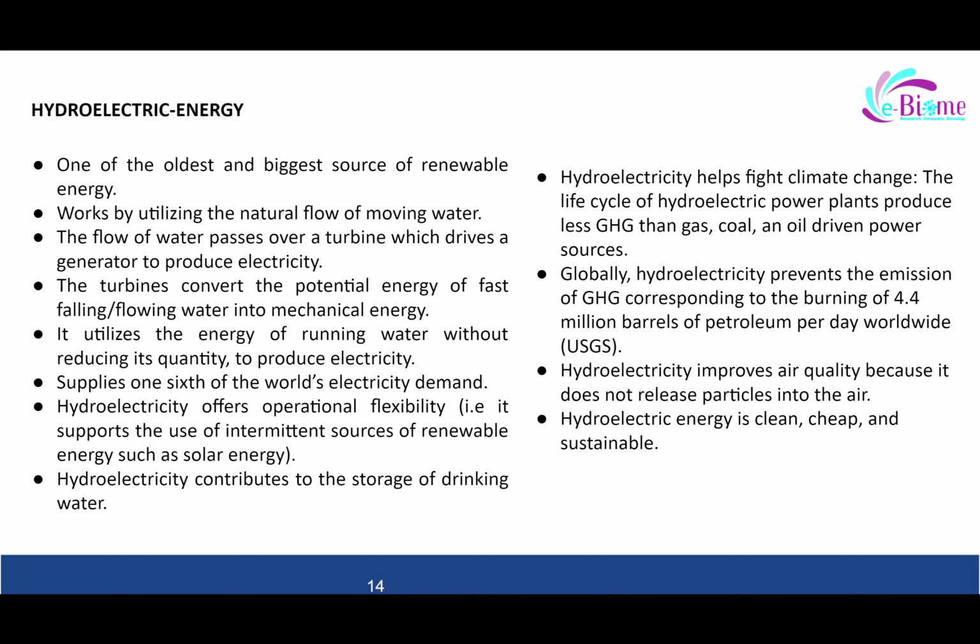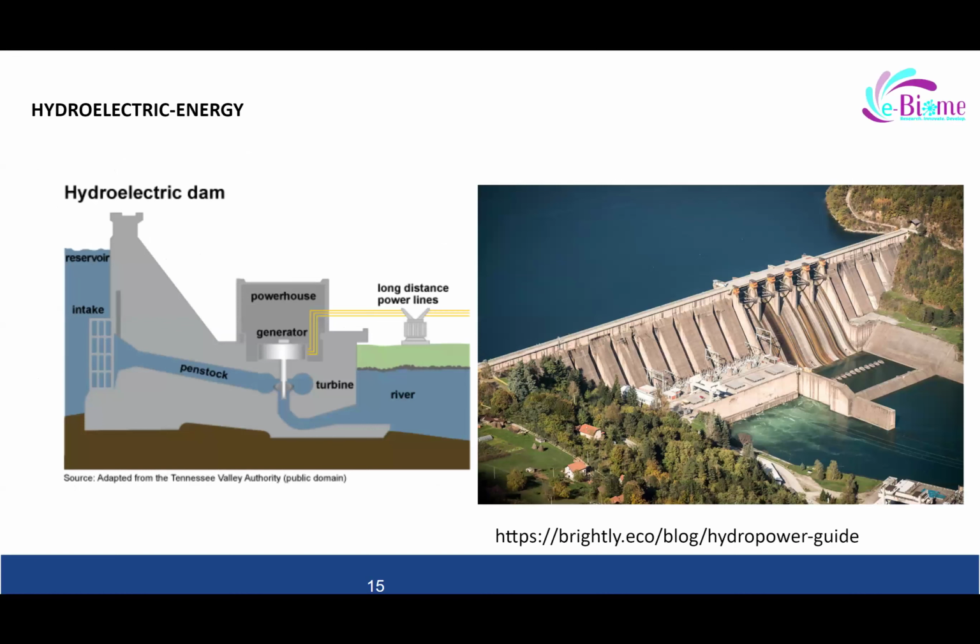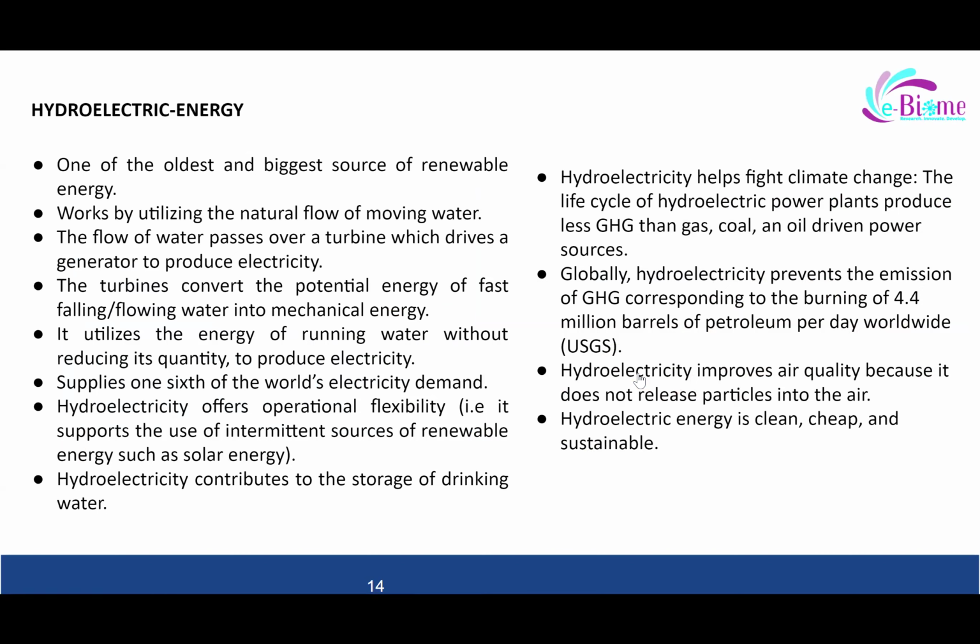Let's look at hydroelectric energy. It is one of the oldest and biggest sources of renewable energy, and especially countries in Africa, China, the United States, and Asia rely heavily on hydroelectric energy. It works by utilizing the natural flow of moving water. An example is what we have here, and this is a schematic of a typical hydroelectric dam. The turbines convert the potential energy of fast-falling, flowing water into mechanical energy. So it utilizes the energy of running water without reducing its quantity to produce electricity.